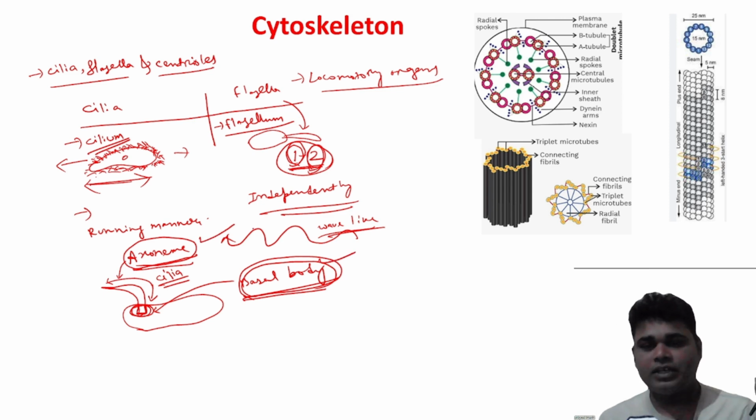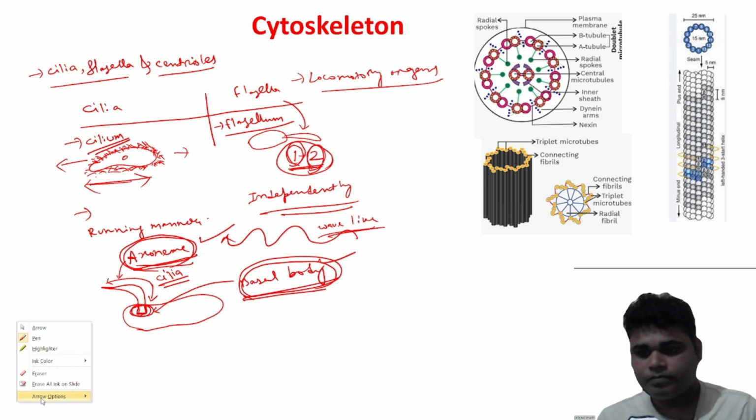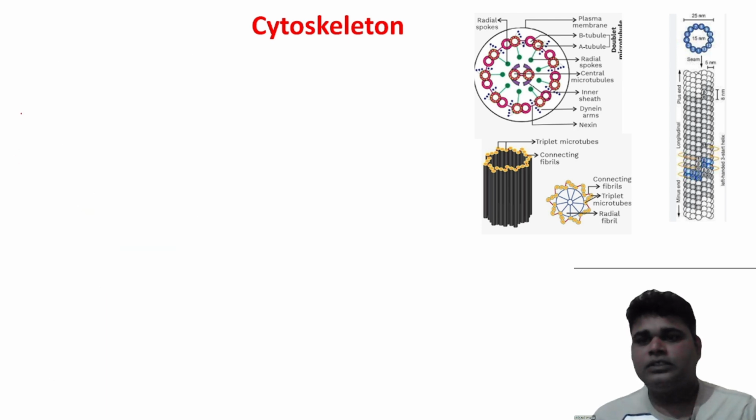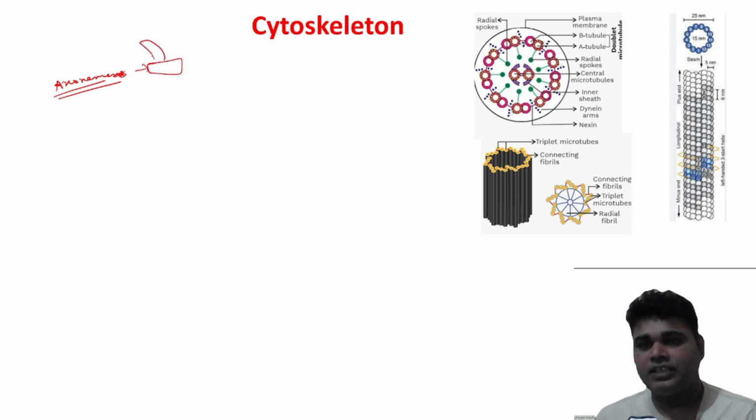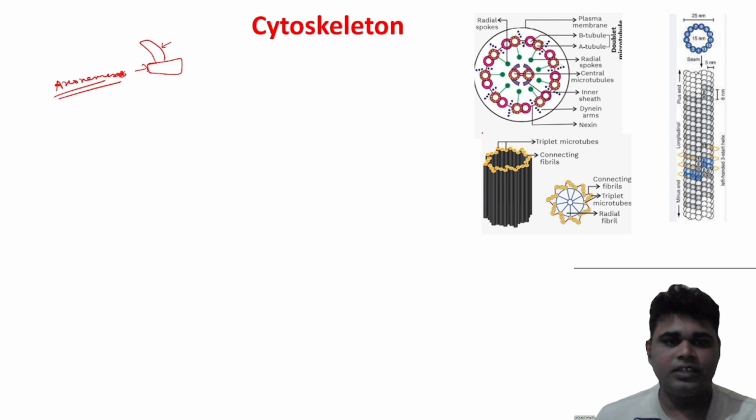So now look at the structure. First we should look at the axoneme structure. So now I am telling about the axoneme structure. That means the structure which is present outside the body is called the axoneme structure. So now the axoneme structure looks like this.